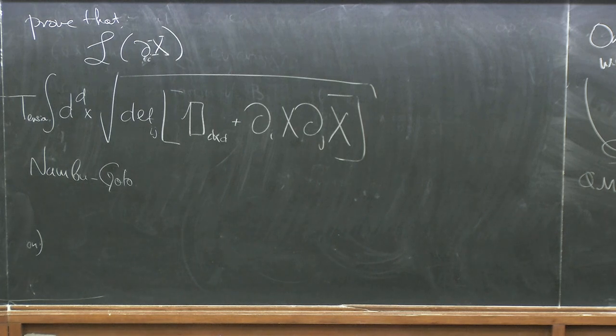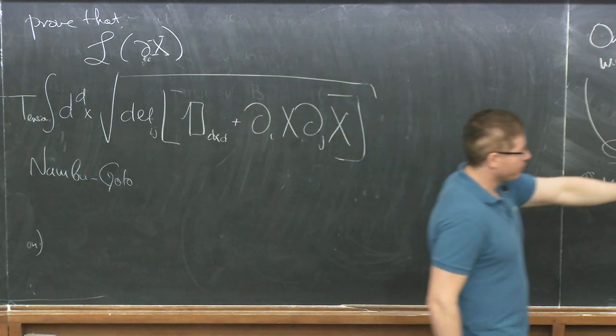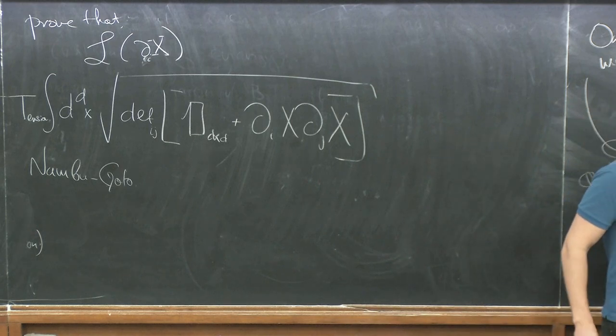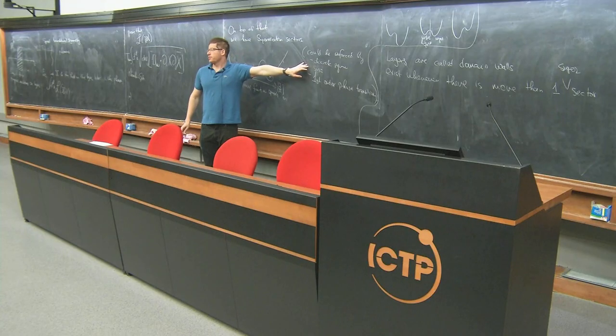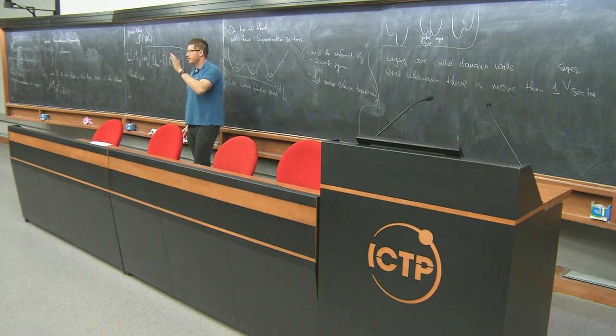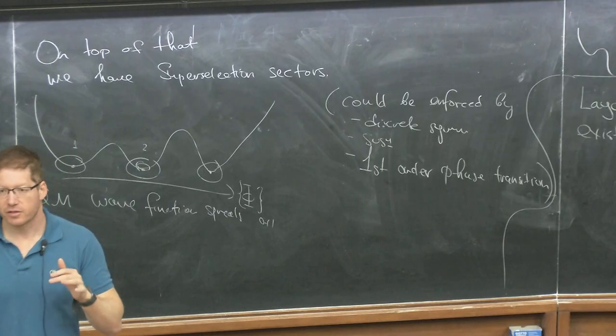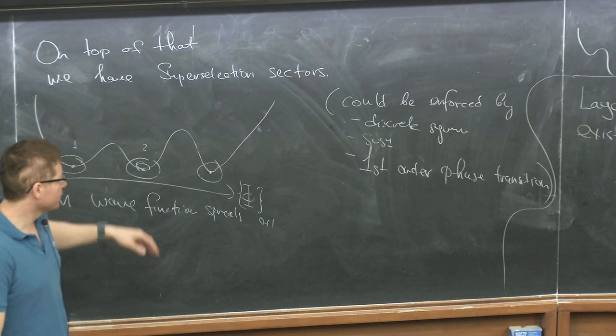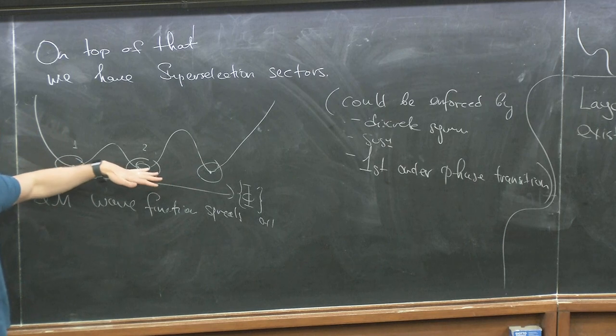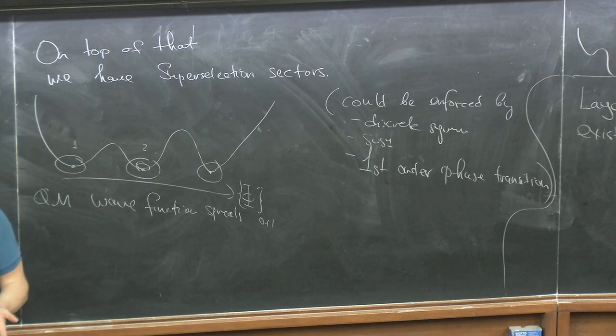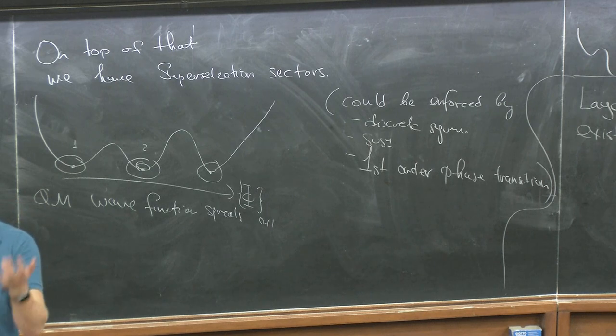I mentioned here briefly that supersymmetry leads to superselection sectors. So the question is, why did I mention supersymmetry here? It's a fact of life that in many supersymmetric models, there are many degenerate vacua. The fundamental reason being that without supersymmetry, the energy of the vacuum is not a very well-defined concept. You could shift it by an overall constant, and in general, vacua could move like that.